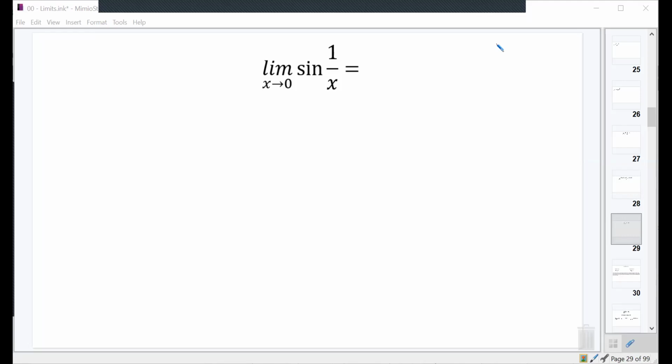Today we're going to take a look at just one quick case, kind of an interesting limit. The limit as x approaches 0 of the sine of 1 over x.